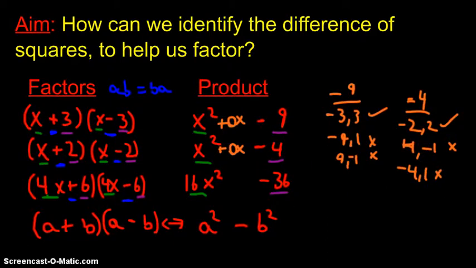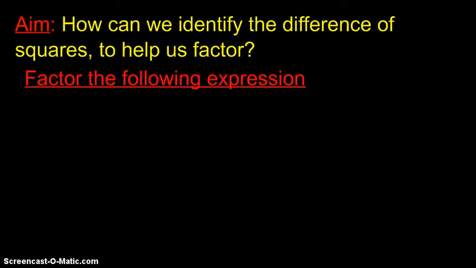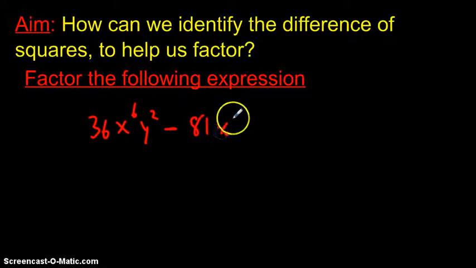So let's look at an example. If we wanted to factor, I don't know, 36 x to the 6th y to the 2nd minus 81 x to the 4th y to the 8th. We can see that this is a difference of squares because every term here has a square root.